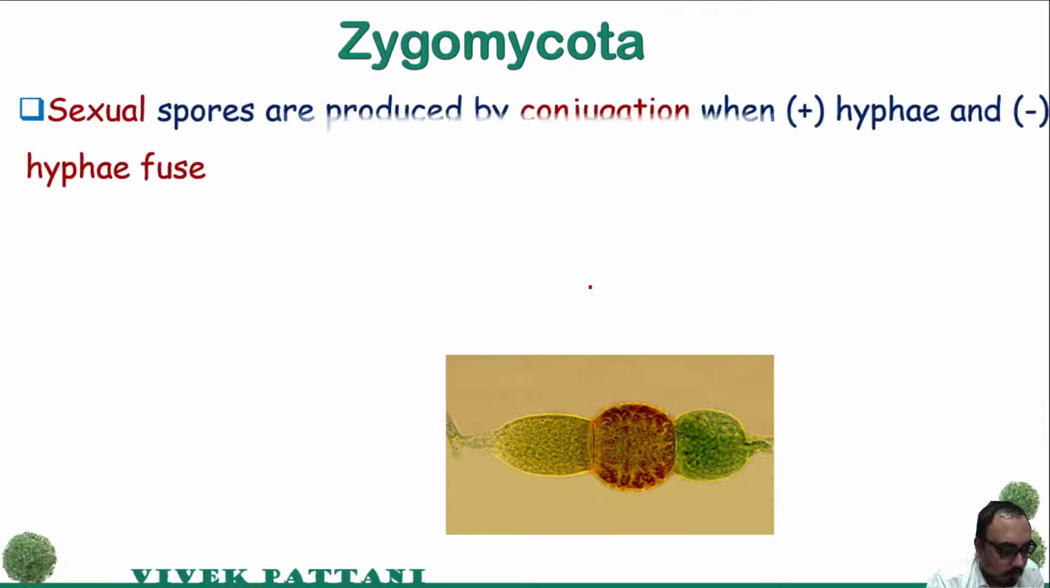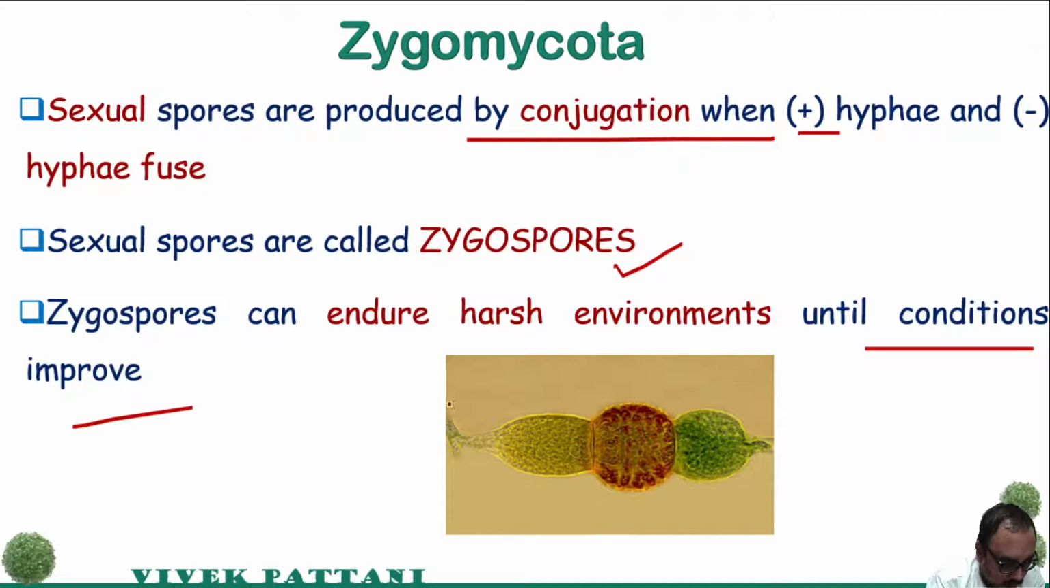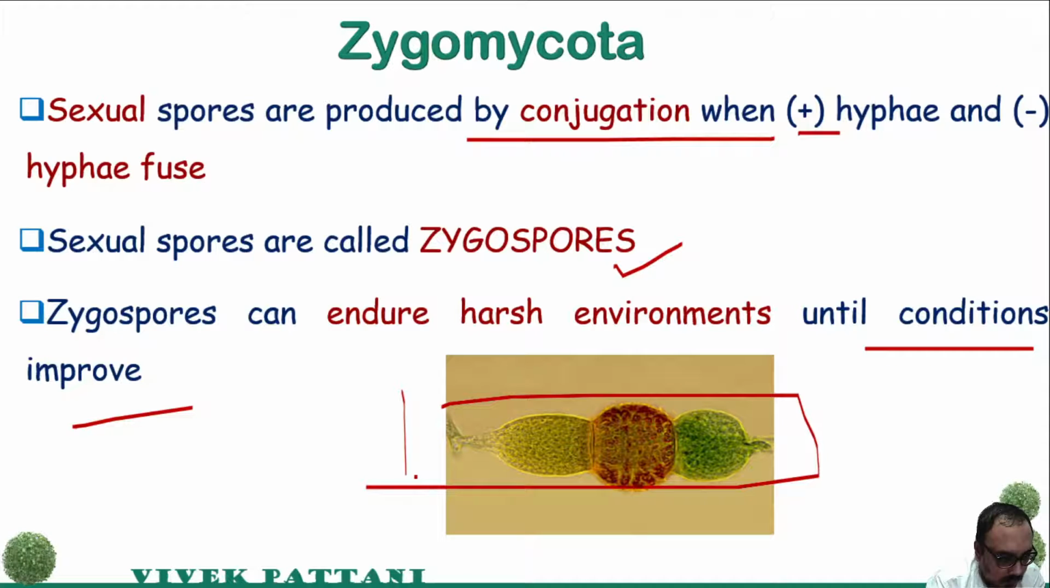Some Zygomycota produce zygospores. The sexual spores are produced by conjugation, where plus hyphae and minus hyphae, one a donor and the other a recipient, come together. The sexual spores are called zygospores, and zygospores can endure harsh environments until conditions improve. This one is a photograph of a zygospore.